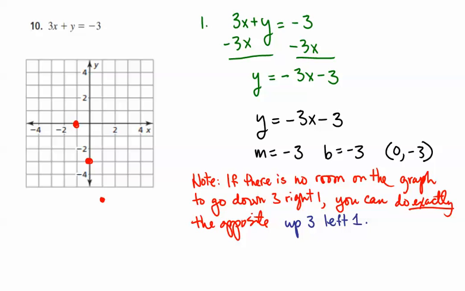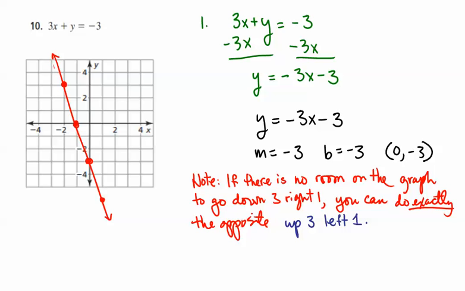And that point is just as good. You'll notice that it lies on the same line. And we can continue that pattern, go up 3, left 1 again, and we'll run out of room there as well. So I can draw the line through that then.